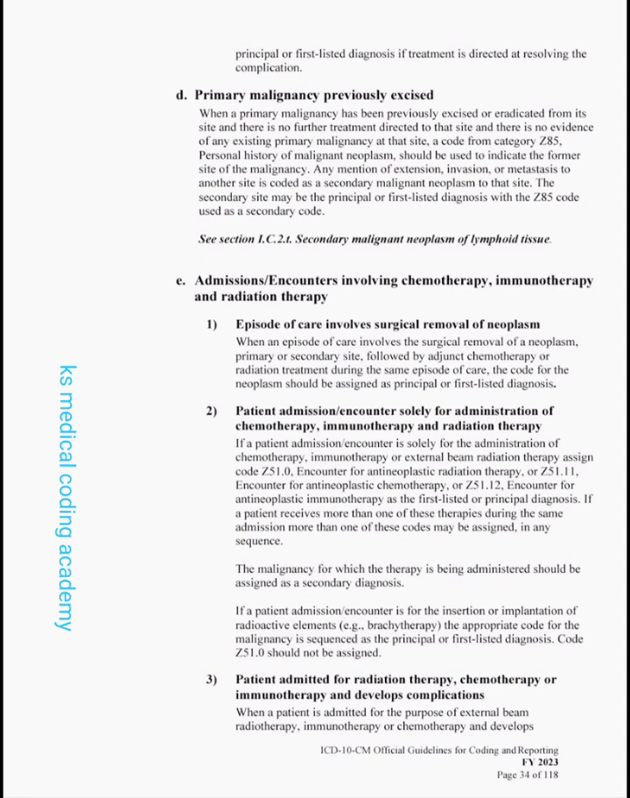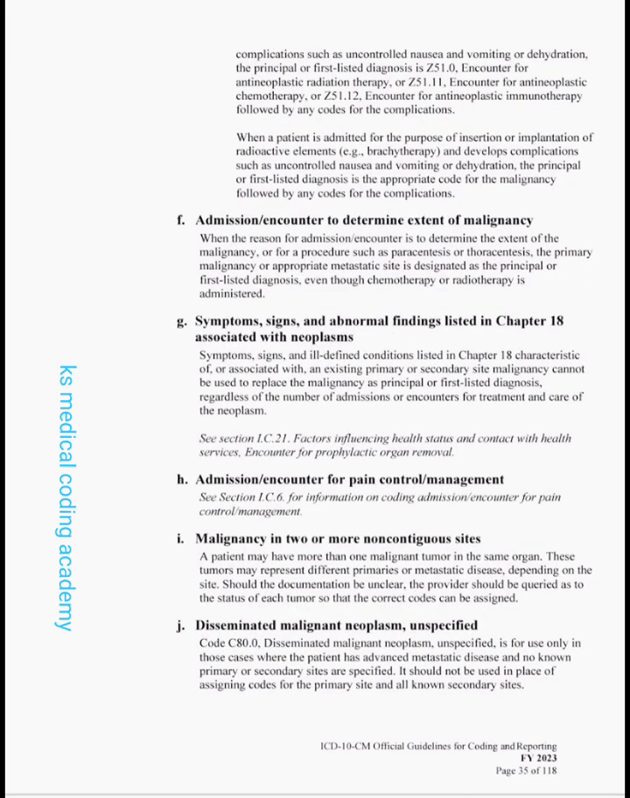3. Patient admitted for radiation therapy, chemotherapy or immunotherapy and develops complications. When a patient is admitted for the purpose of external beam radiotherapy, immunotherapy or chemotherapy and develops complications such as uncontrolled nausea and vomiting or dehydration, the principal or first listed diagnosis is Z51.0, encounter for antineoplastic radiation therapy, or Z51.11, encounter for antineoplastic chemotherapy, or Z51.12, encounter for antineoplastic immunotherapy, followed by any codes for the complications.